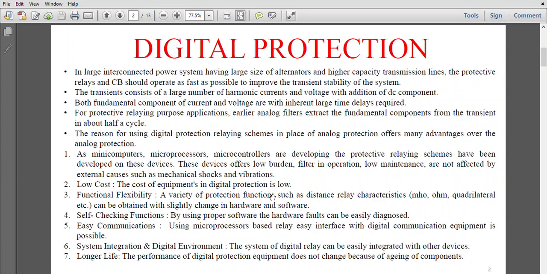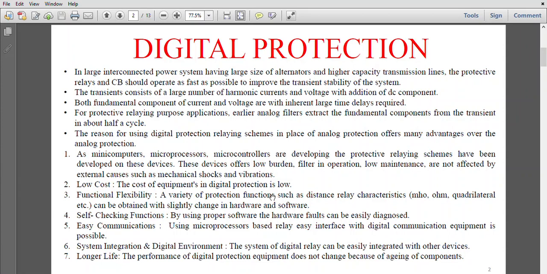For this purpose, earlier analog filters were used to extract the fundamental component. But with the advancement in technology and the advantages a digital protection relay scheme offers, analog protection schemes have been overcome by digital protection. Here are some of the advantages a digital protection relay scheme offers over the analog protection scheme.